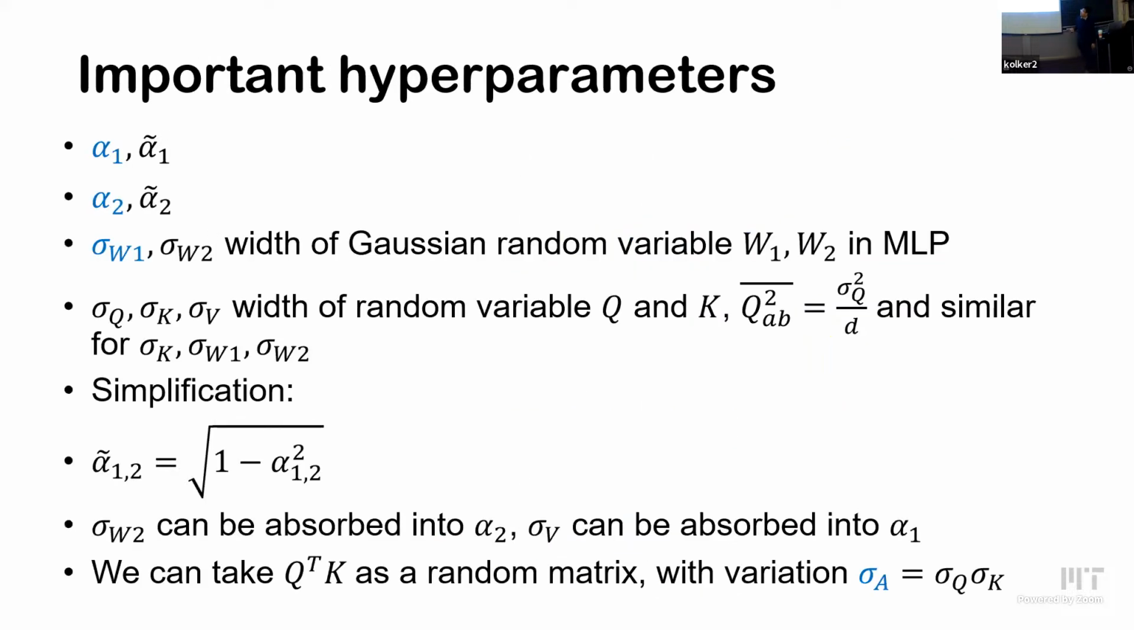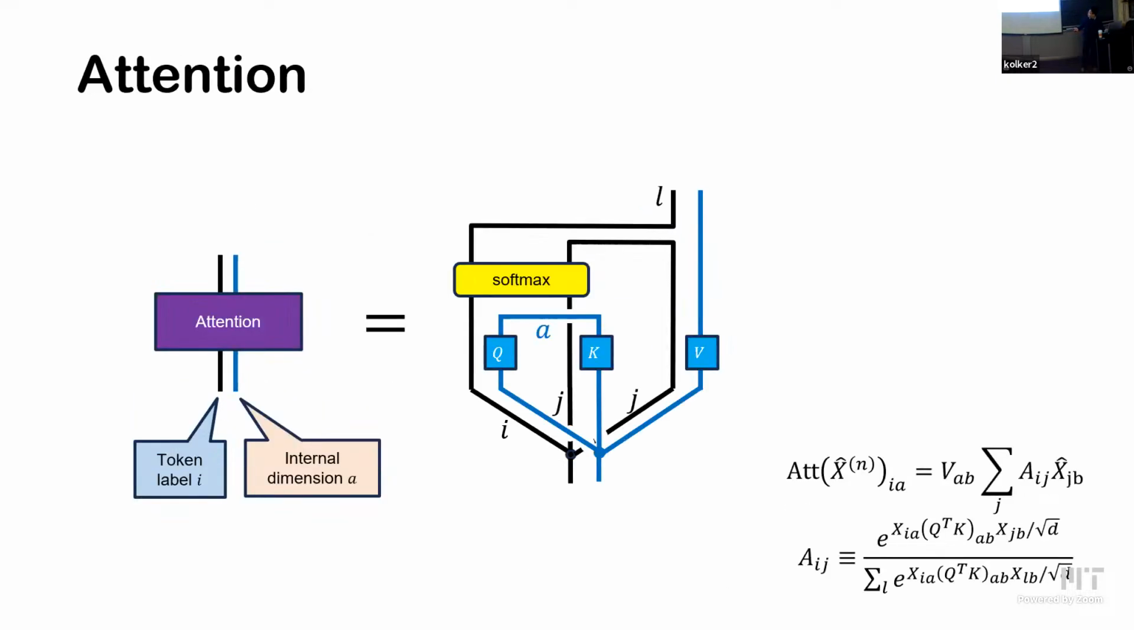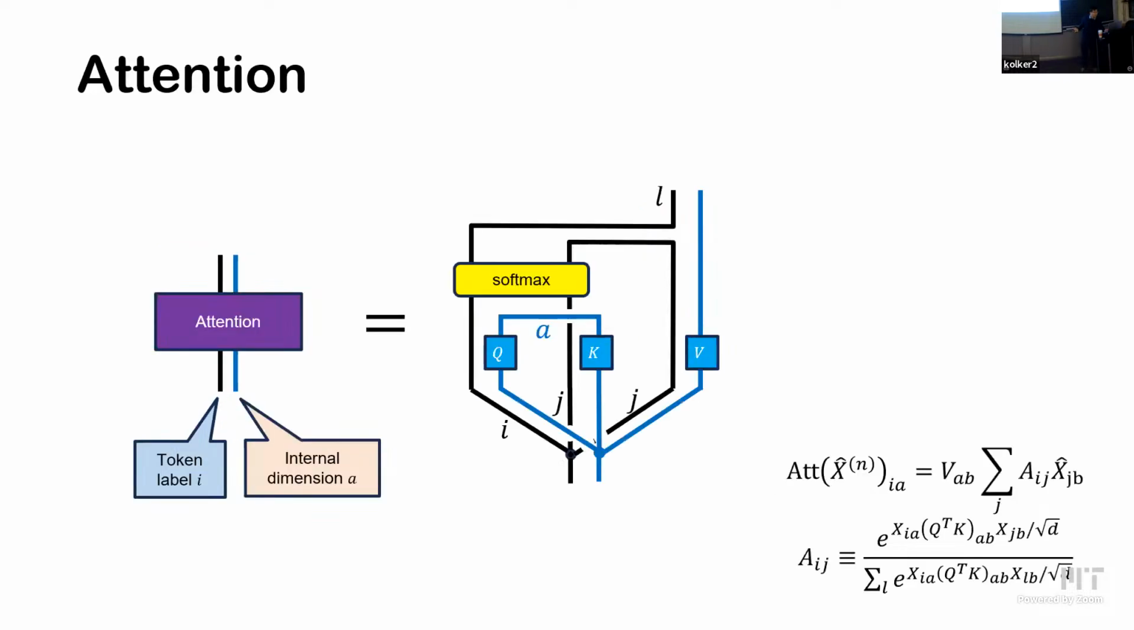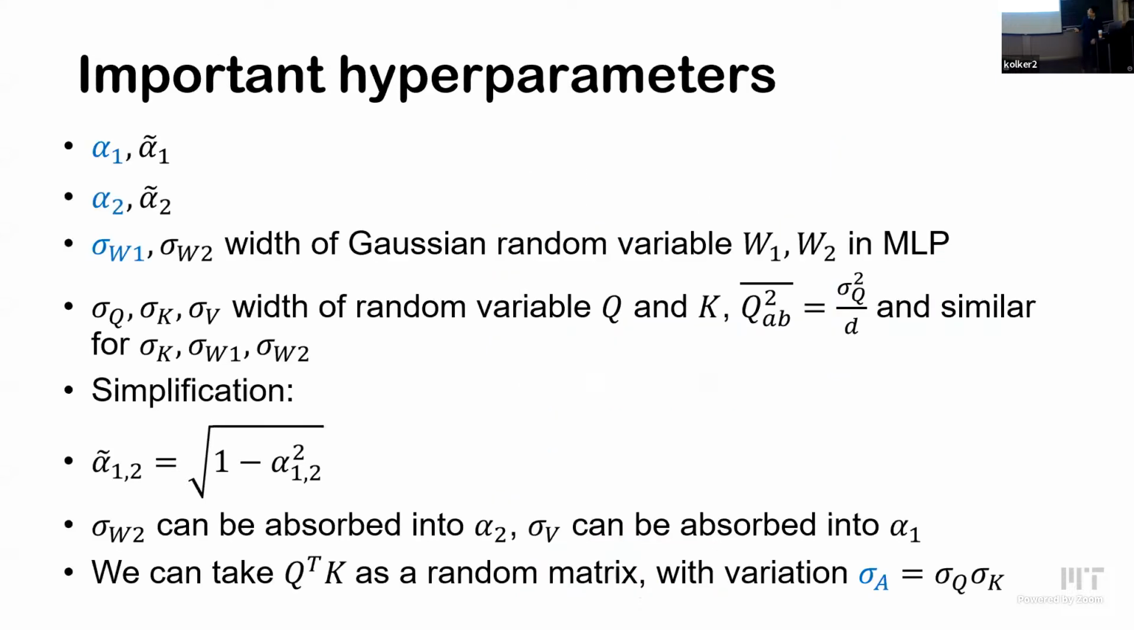So, okay, now if we look at more details, if we look at these equations I wrote in the previous slides, the attention layer involves Q, K, V matrices, and then the MLP layer involves these two matrices W. So these are the parameters you have in this model. And there's a lot of them.